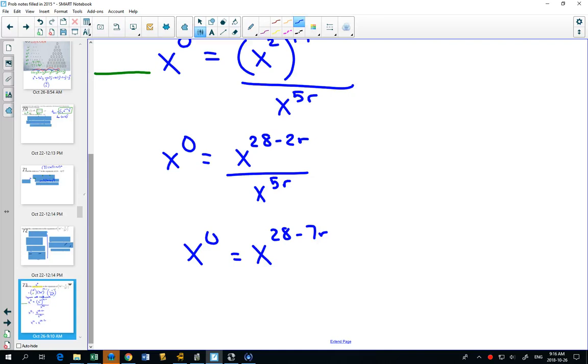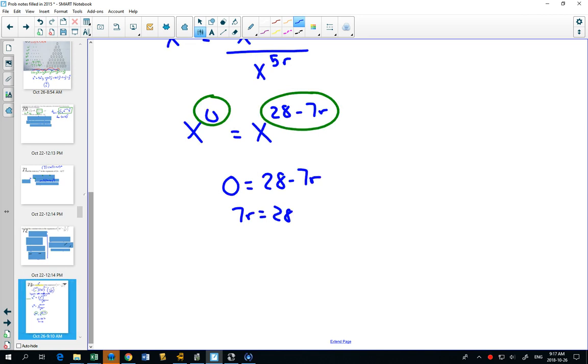And once you have both sides as powers of x, you don't have to use logs. This is the one where if the bases are the same, the exponents have to be equal, right? So then we get 0 equals 28 minus 7r. 7r equals 28. Divide by 7, and we get 4.